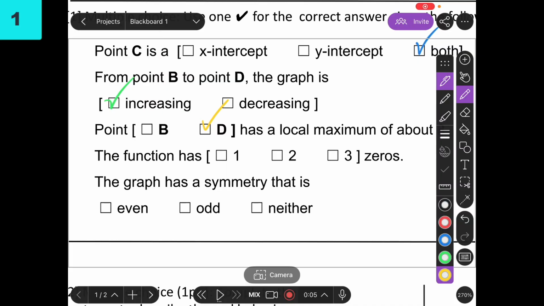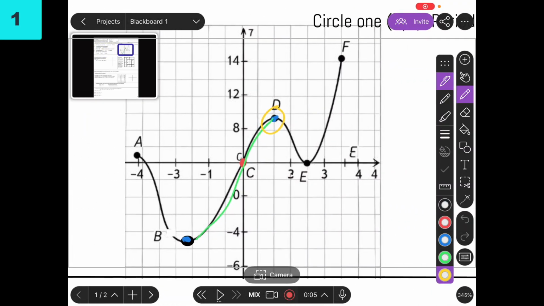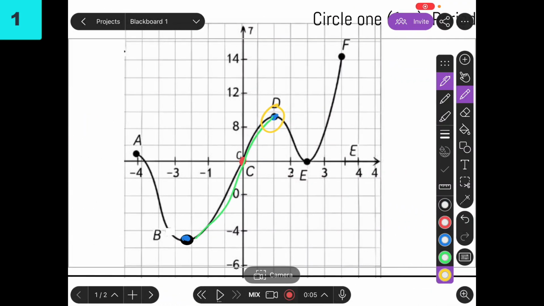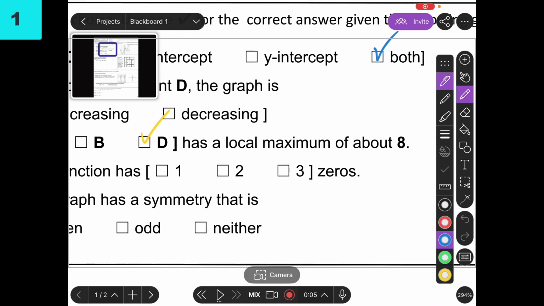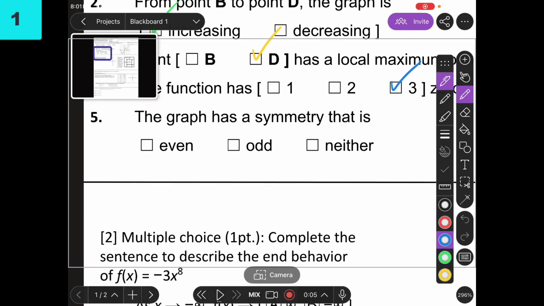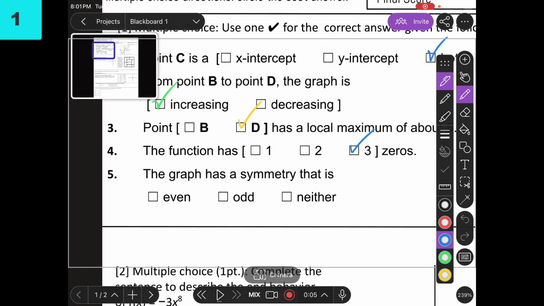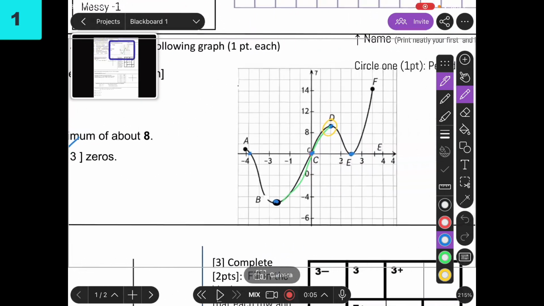Next up, we have functions. How many zeros does it have? So in other words, zeros are also x-intercepts, and if you notice, I have 1, 2, 3 x-intercepts, so I have 3 zeros. Next up, asking about odd, even, or neither.